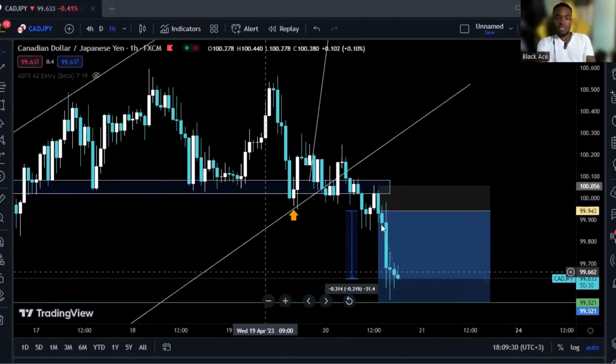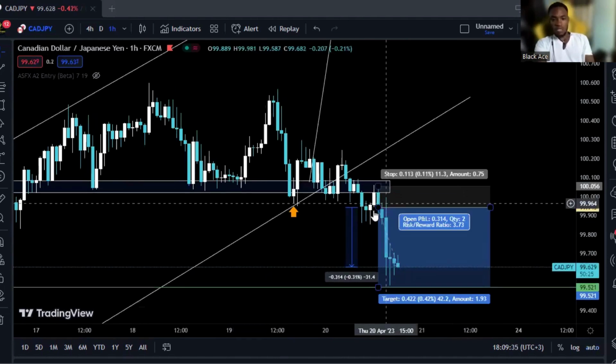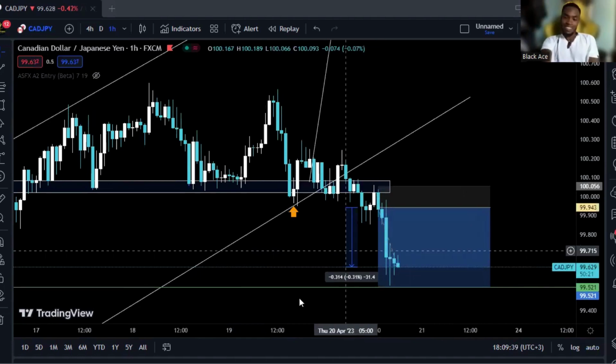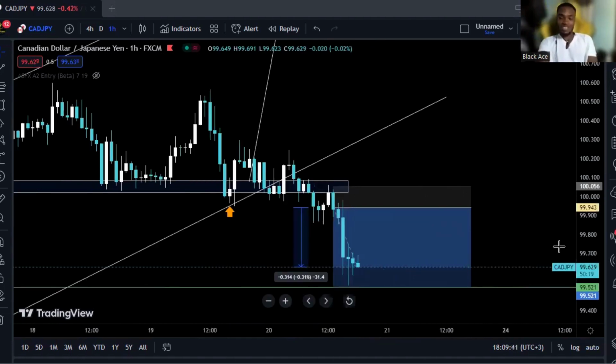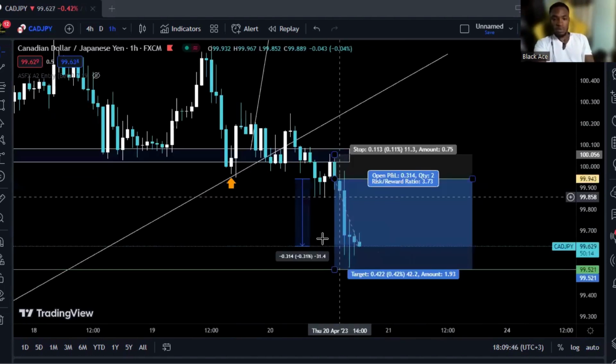Prices consolidated for about 2 hours before that, right? So we didn't really have any movement. And then once New York kicked in, you know the vibes. So it was New York, right? Prices just fell like crazy. So we got this move.